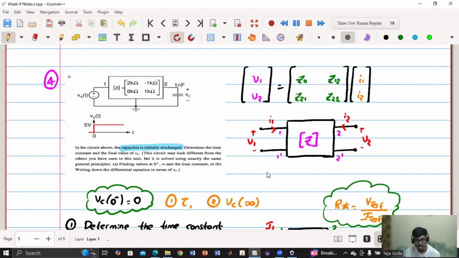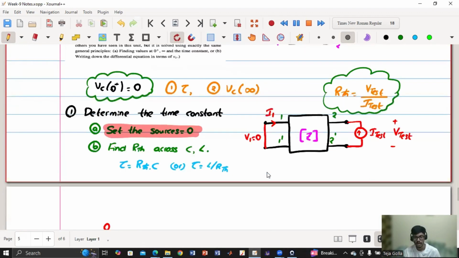They have asked initially tau. Tau is R Thevenin into C. How will we calculate R Thevenin? We have to set the voltages to be zero, which means the input 1 1 dash will be shorted. And the output terminal Thevenin resistance is my RTH. So I have to find RTH at the output terminal.